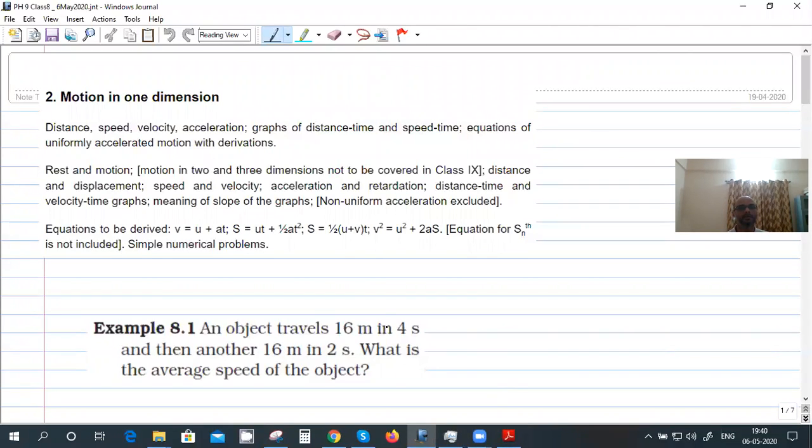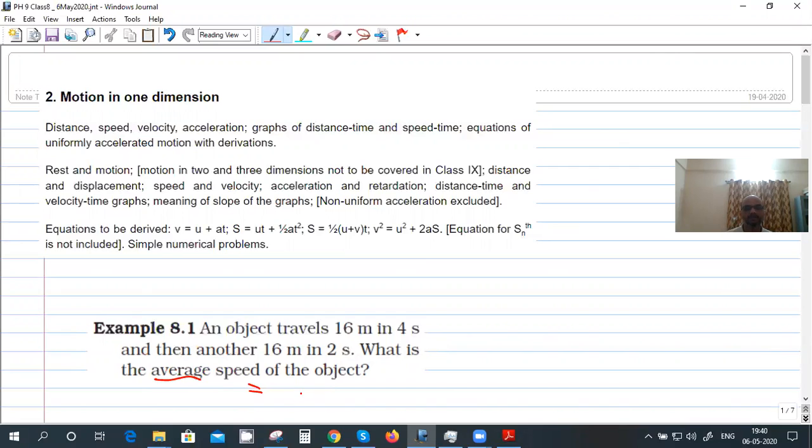Yes, sir. Okay, so in this example, there is one problem here. Can you attempt it? You have paper and pen with you? Yes, sir. Can I just try it out? The speed of the object is 5.33 meters per second. What you need to find is the average speed. Yes, so the average speed is 5.33.